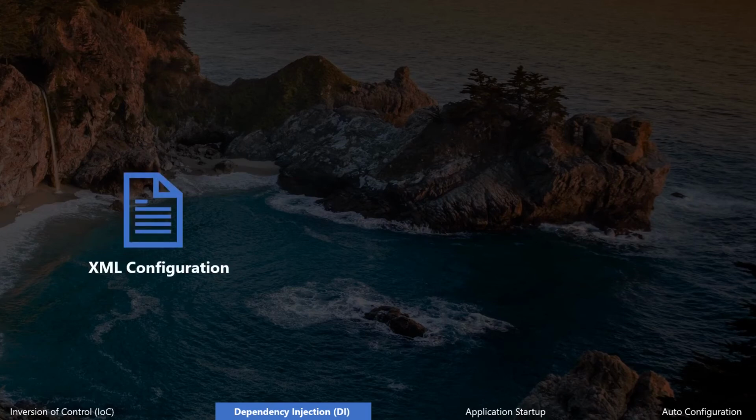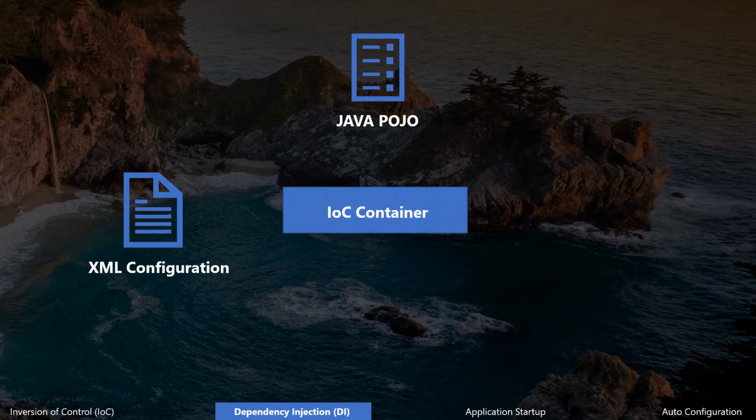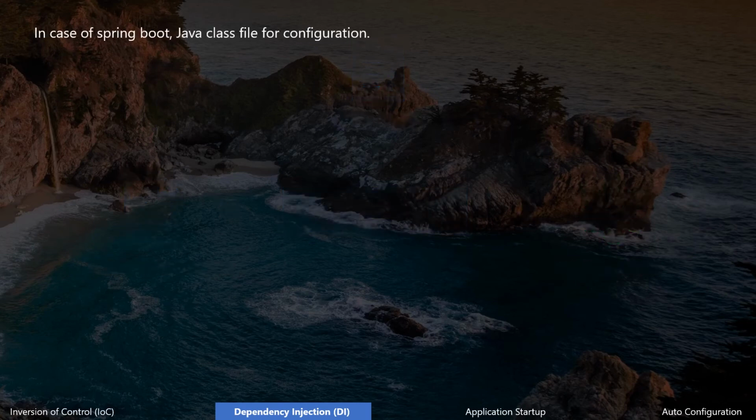So when the IoC container starts, it reads that spring.xml file, and at the time of creation of each bean, it gets the information about this configuration from that XML file. But in Spring Boot, we don't have any XML based configuration. Instead, we're going to use a Java class file for the configuration, and we have annotation based configuration.